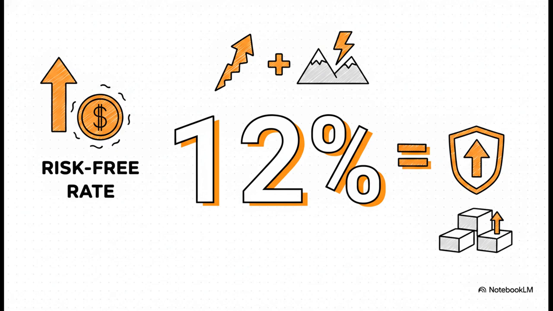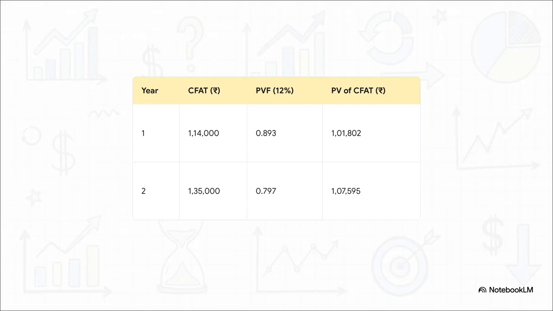Now management looks at your new project and decides the risk premium should be 4%. You add those together and boom, your new RADR becomes 12%. You're now going to force this project to prove it can clear this higher 12% hurdle. This shows exactly how the math works in reality.